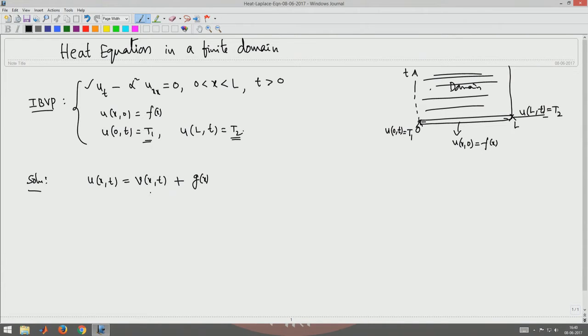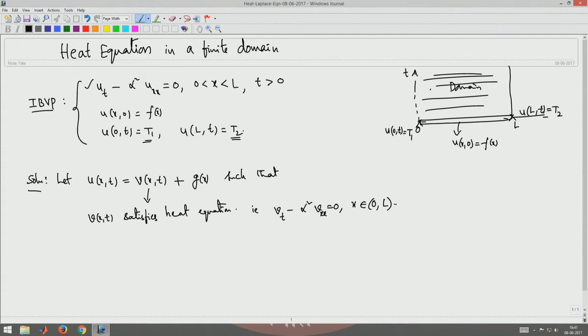Once you break this, u satisfies the heat equation. So, let u be this such that v of x, t satisfies the heat equation. That is Vt minus alpha square Vxx equal to 0, x belongs to 0 to L, and t positive. So, this is the domain.